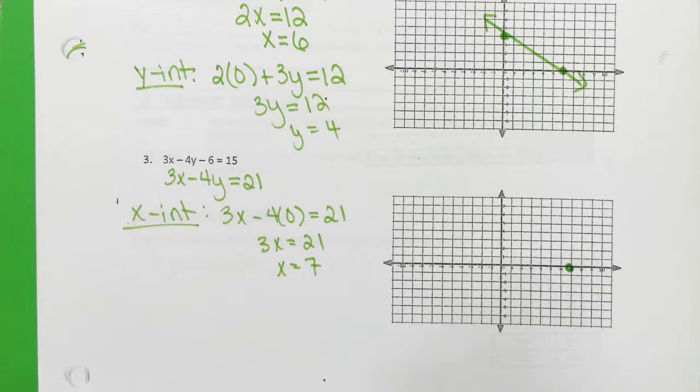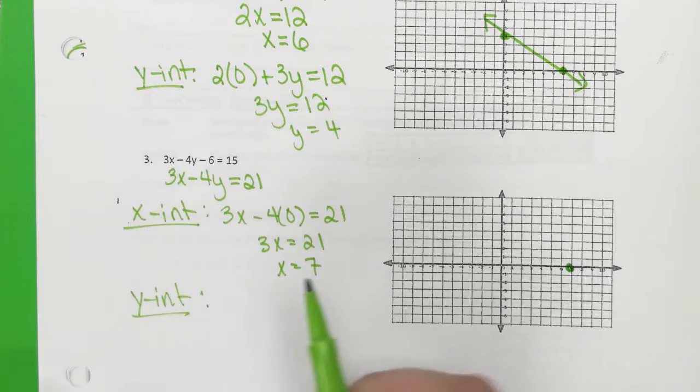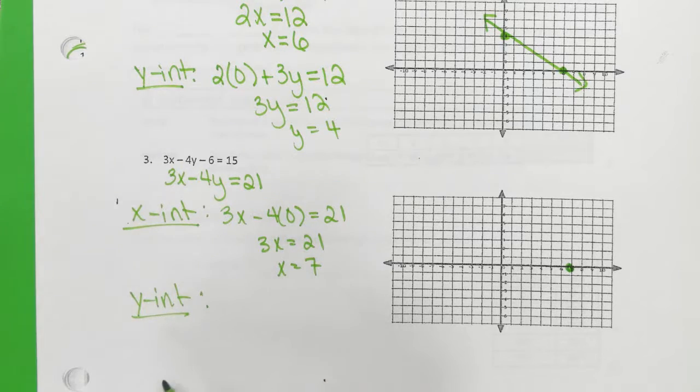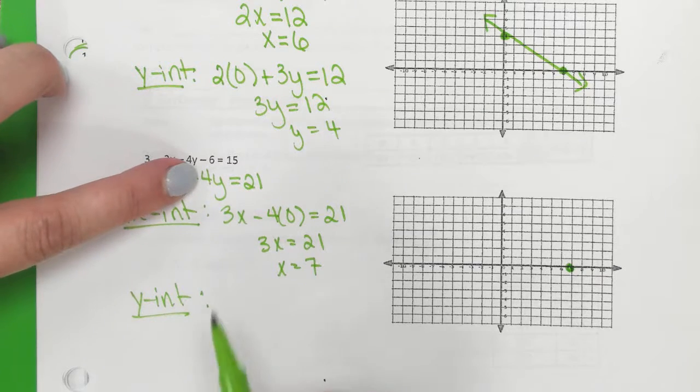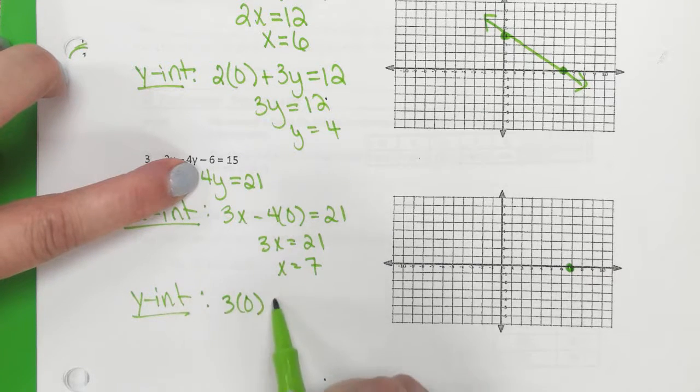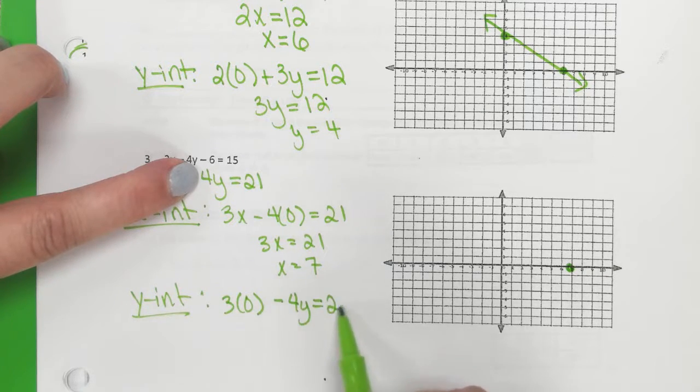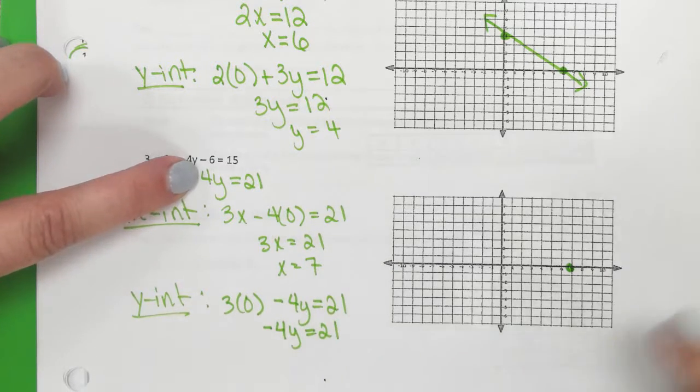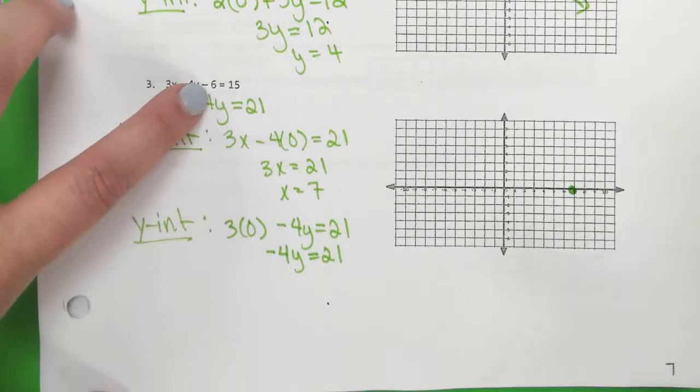Are y'all okay? All right, here we go. Y-intercept. Last one. Come on, guys. Stay with me. Y-intercept. What's the only thing that should be left? The Y. Ooh, that one's going to be a fraction. All right, make sure you realize that's a negative 4. So what's Y equal this time?